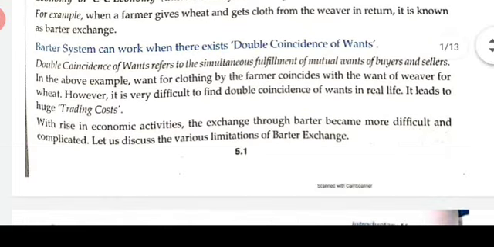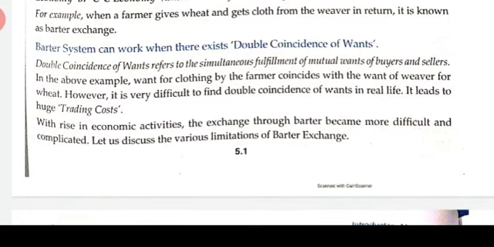In the primitive time, people's wants were very limited. They were very simple, and people used to live a very simple life. But slowly, with the rise in economic activities, exchange through the barter system became difficult and more and more complicated. It was not easy to exchange goods for goods.